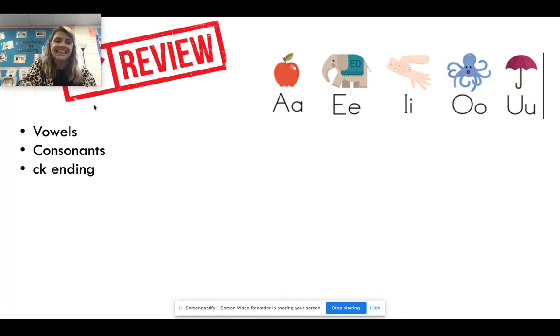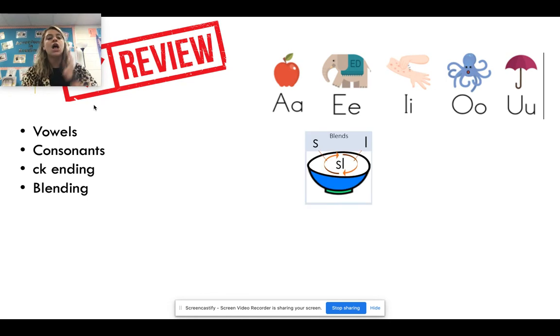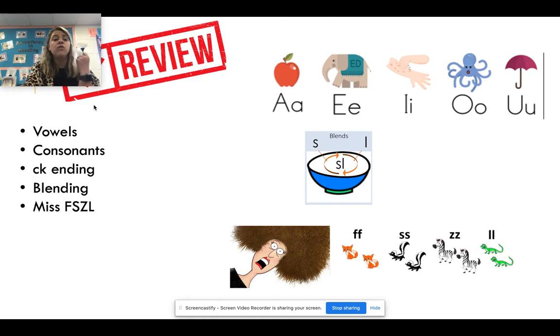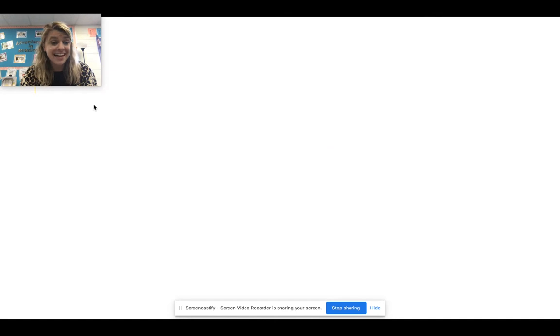We've learned about CK at the end of a short vowel word. We've learned about blending, right? When we blend those two sounds together, like S, O, sol. Very good. And we also talked about our floss rule, or Miss Fizzle. So we can remember our picture of Miss Fizzle. She's like, ah! Because she sees two of everything. Two foxes, two skunks, two zebras, and two lizards. Okay? So our floss rule and Miss Fizzle. All right. Great job in part one. Get your phonics journal, your pencil, and your red crayon and marker, and go on to part two.